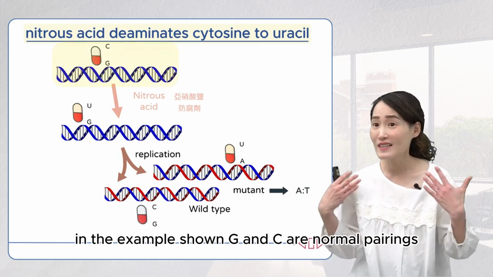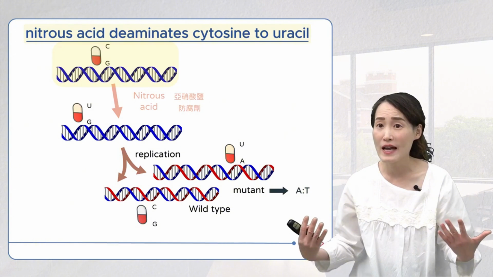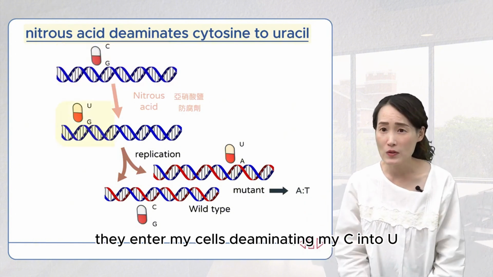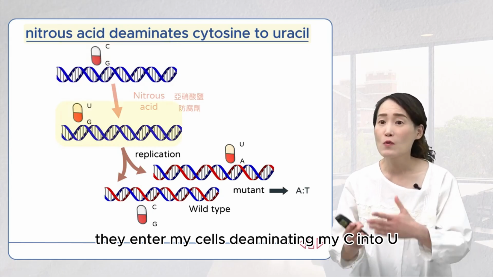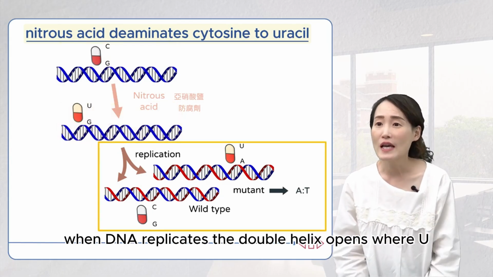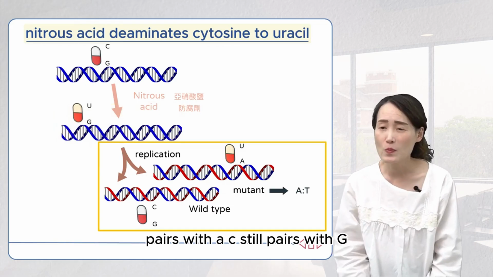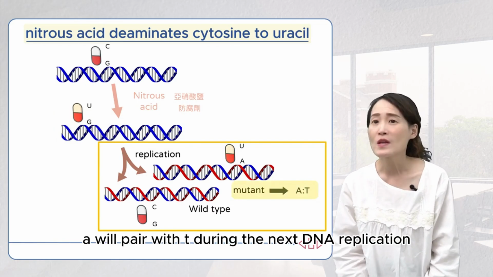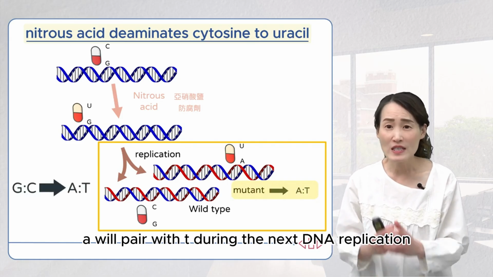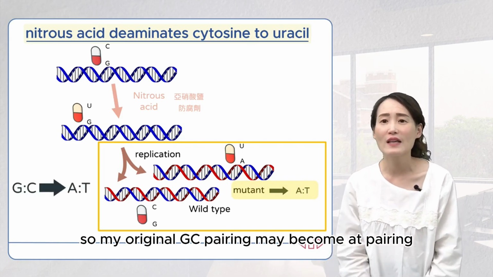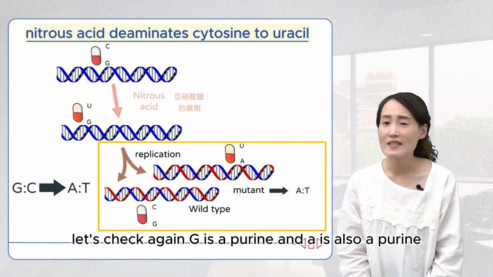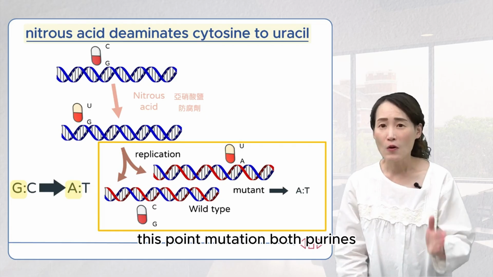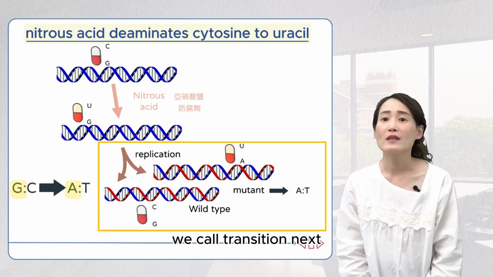In the example shown, G and C are normal pairings. If I consume too many nitrites metabolizing into nitrosamines, they enter my cells, deaminating my C into U. When DNA replicates, the double helix opens, where U pairs with A, C still pairs with G. However, your UA pairing A will pair with T during the next DNA replication. So my original GC pairing may become AT pairing. Let's check again. G is a purine and A is also a purine. This point mutation, both purines, we call transition.